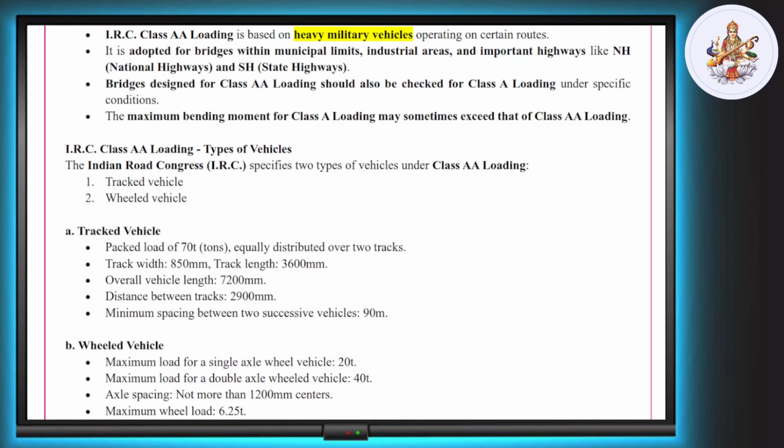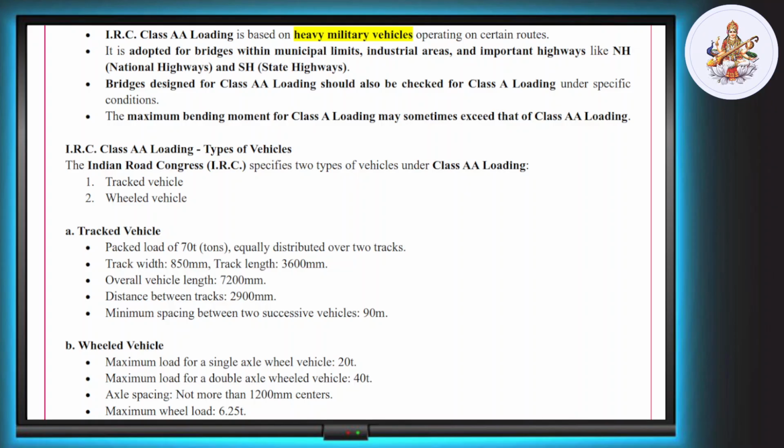Important point to be noted. Even if a bridge is designed for Class AA loading, we must still check for Class A loading, because in some cases, bending moment due to Class A may be higher due to load distribution. IRC Class AA. 2 vehicle types. Let's break it down into 2.